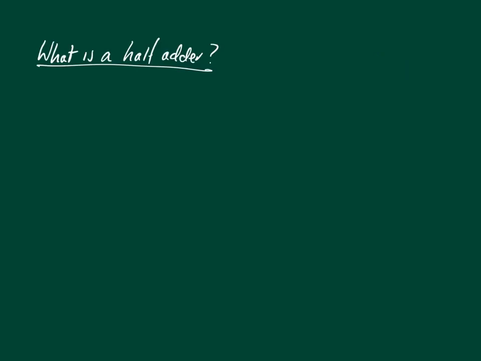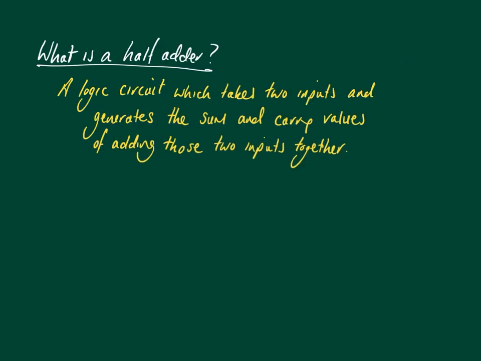So what is a half adder? Well, a half adder is a logic circuit, and it takes in two inputs A and B, and what it does is it generates the sum and carry values that you generate when adding those two inputs together. So I'm going to show you by abstracting the half adder idea.